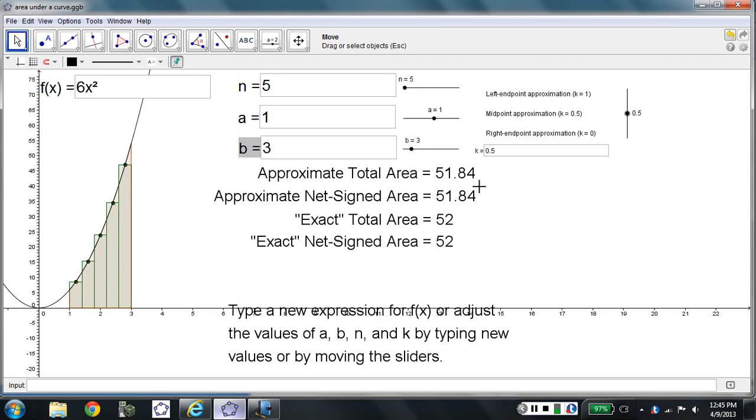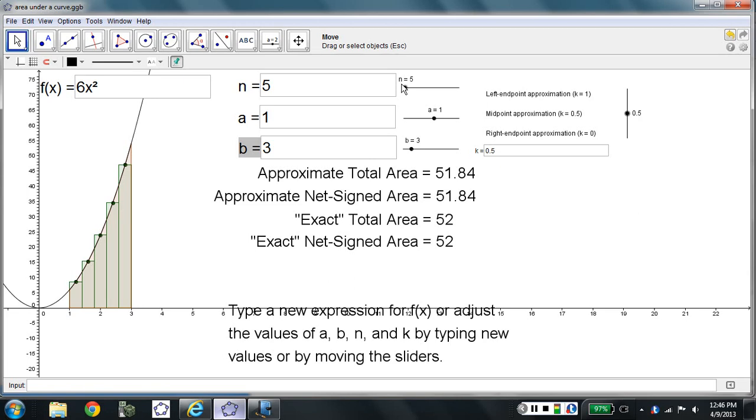Now, if we were to put more rectangles and skinnier rectangles in there, what would happen is that the green parts and the orange parts would come closer and closer to canceling each other out, and the sum of the areas of those rectangles would get closer and closer to the actual area underneath the curve.